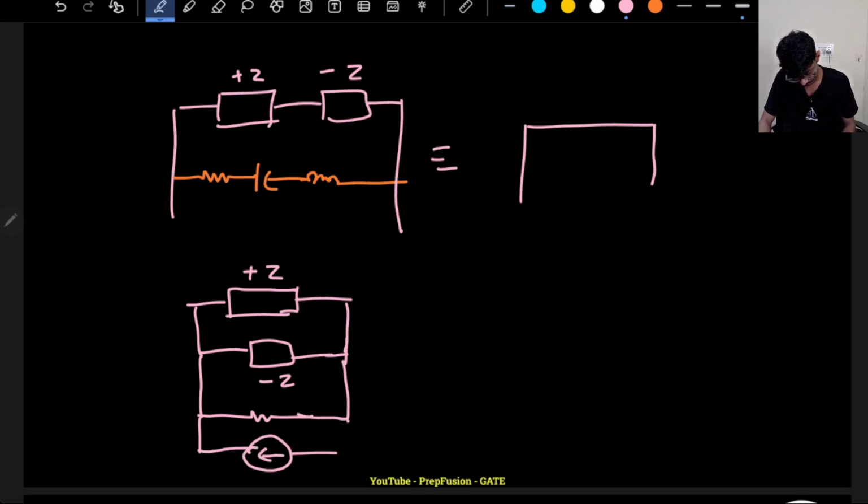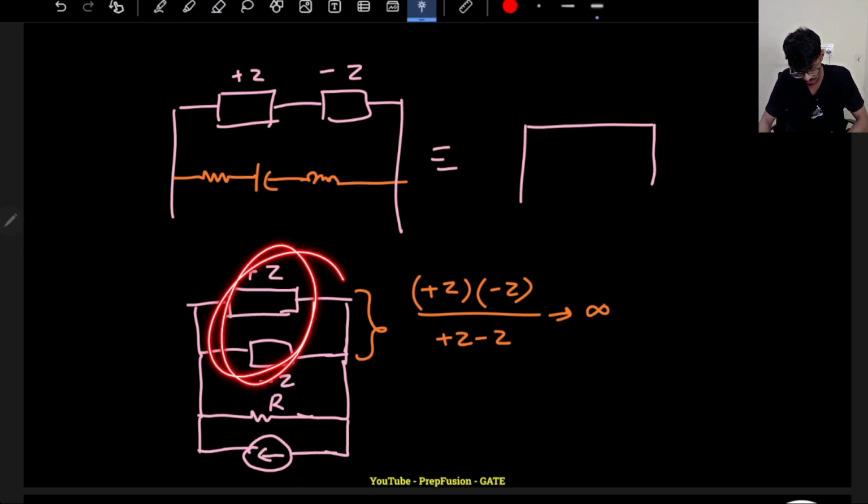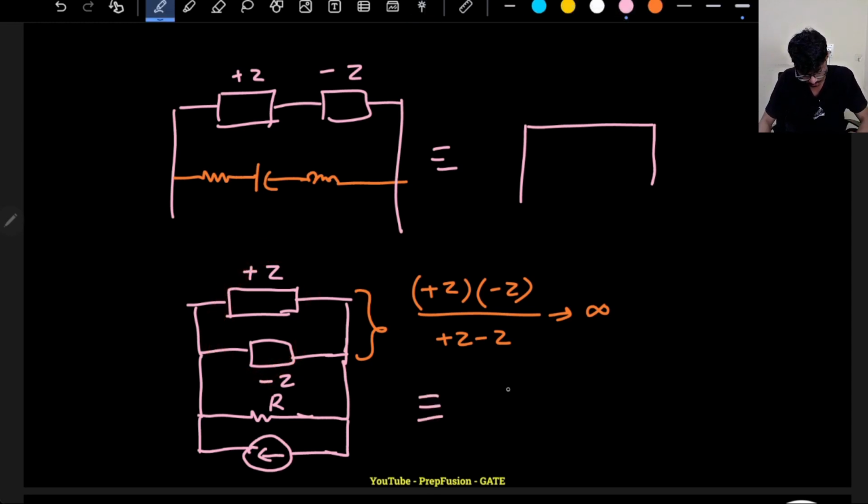Okay, some current is there. So these two will just behave as an open circuit. Why? If I find the equivalent impedance provided by these two, it will be (+z)(-z) divided by (+z - z). So the denominator is 0, so it is tending towards infinity. So these two will behave as an open circuit, and ultimately my circuit will be reduced to this. So these two things you should keep in mind.